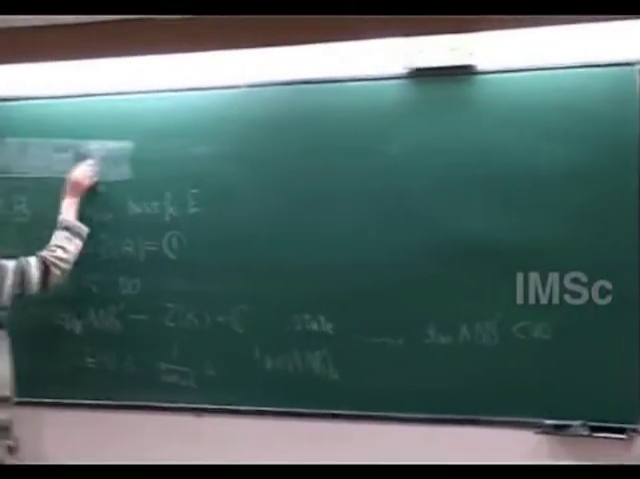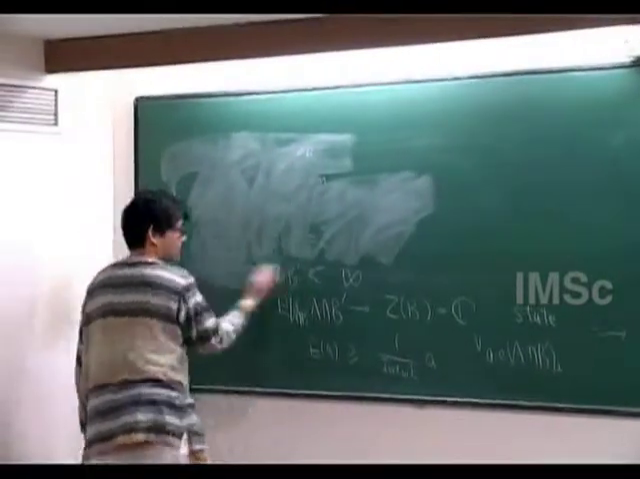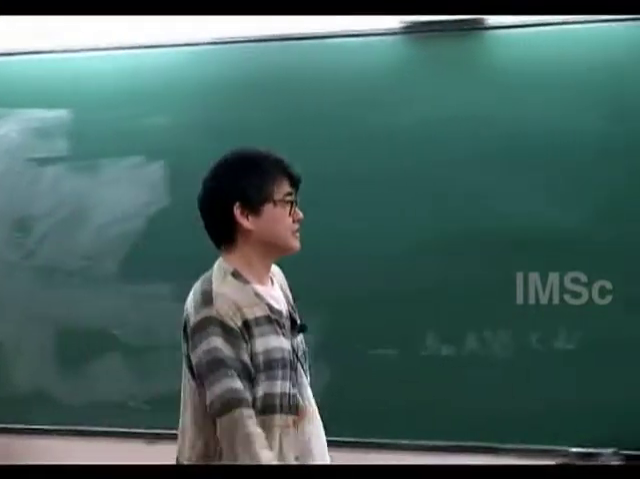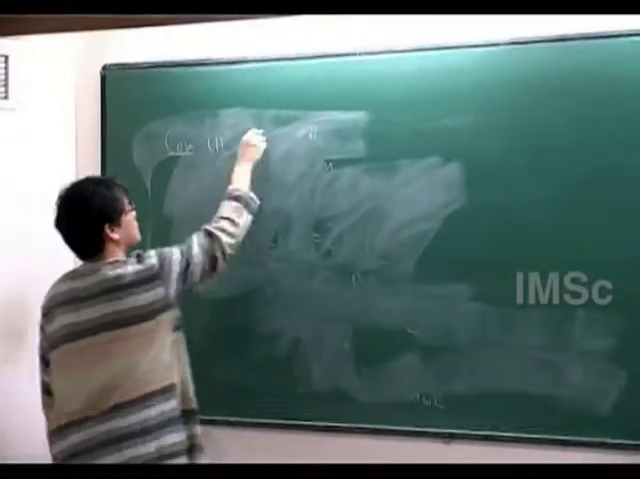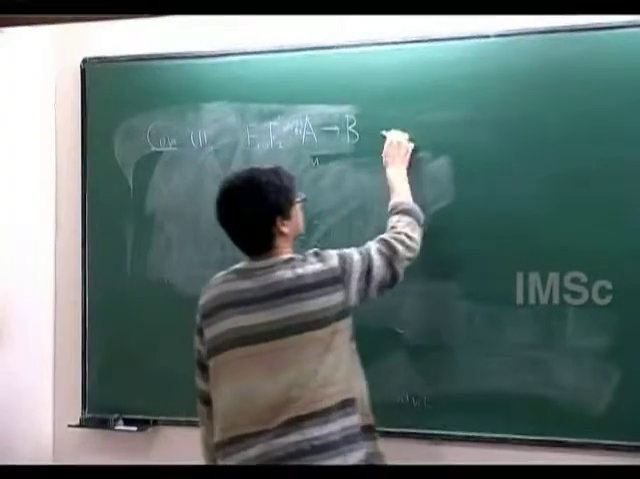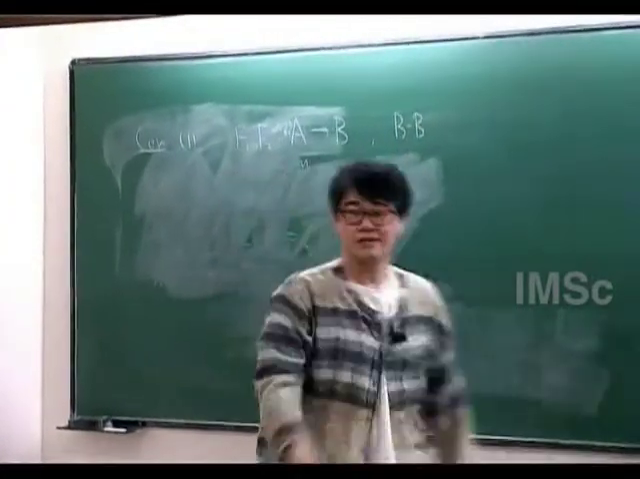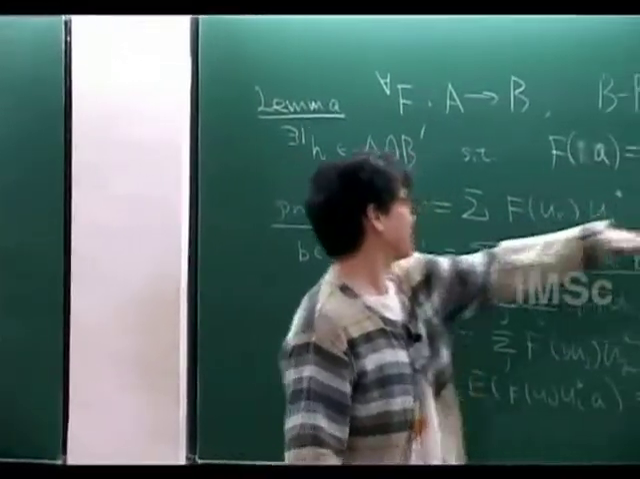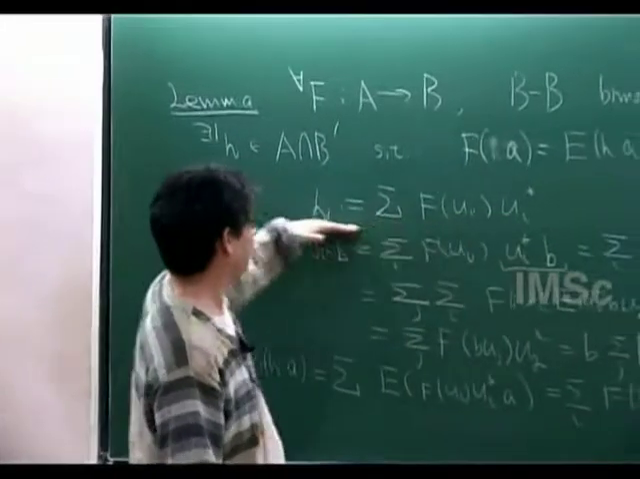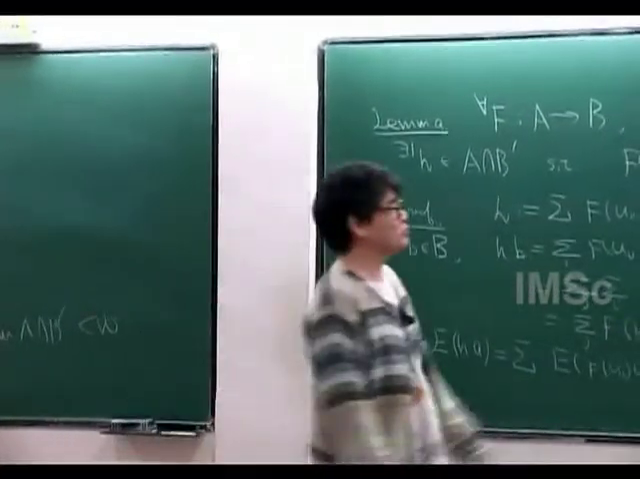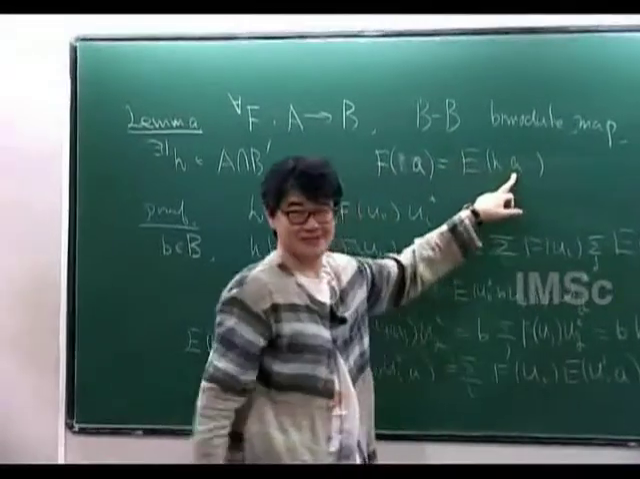As a consequence of this lemma, we immediately have the following two statements. The first one is that any BB bimodule map is actually determined by its restriction to the relative commutant. So if F1 and F2 are BB bimodule maps from A to B, it is unique. Uniqueness: if there is such an H, then by using the basis property, it must be of this form. You put UI here, UI star here, then take the summation. Then H must be of this form.